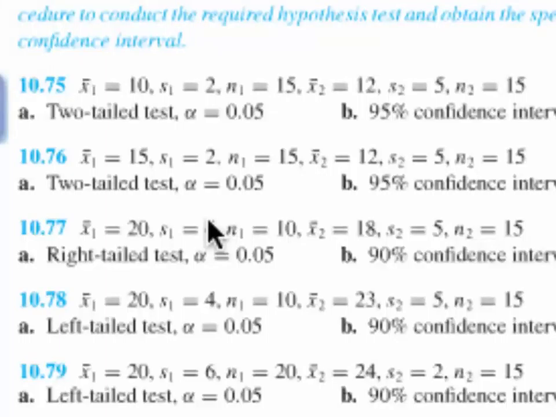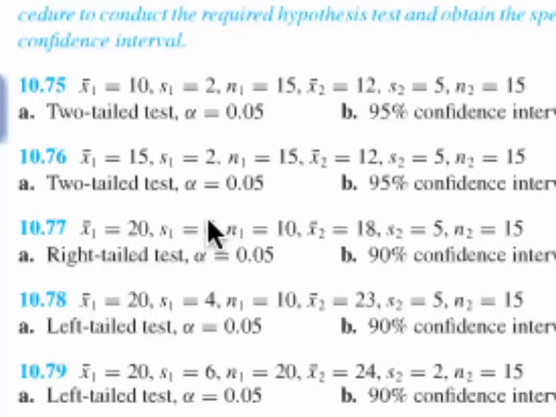So what is x bar 1? What does it mean now? What are we talking about when we say x bar 1 equals 15? Yep, so we took a sample from population 1 and we took the mean of that sample and we got 15. Okay, what is S1?